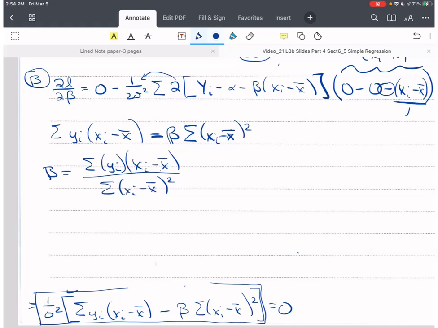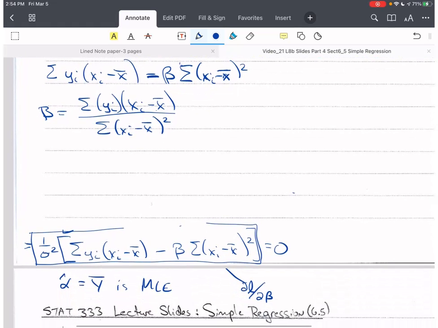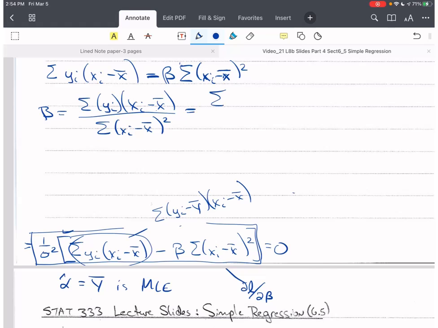Now, I showed you that this summation is the same thing as the sum of (yi minus y bar) times (xi minus x bar). So I can write it that way, and that's the preferred way. We don't care if you put the x first or the y first. This is the maximum likelihood estimate. So the MLE is the same as the least squares estimate.